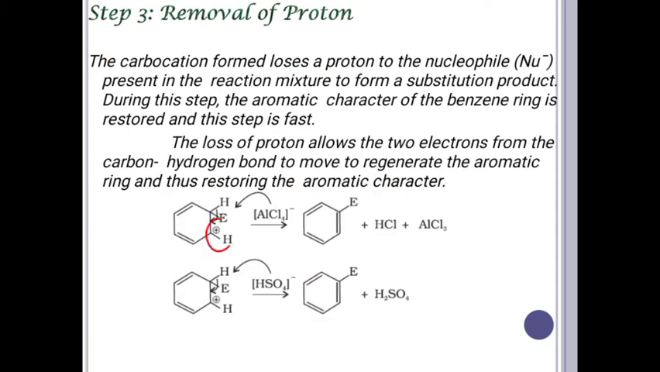Step 3 is removal of proton. So, here you can see the proton. The carbocation loses a proton to the nucleophile present in the reaction mixture to form the substitution product. We know from the first step there is AlCl4-, so it is a nucleophile. The proton reacts with this and it will be eliminated. Then we will regain the aromatic structure.